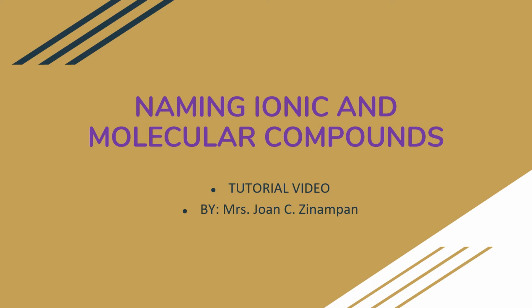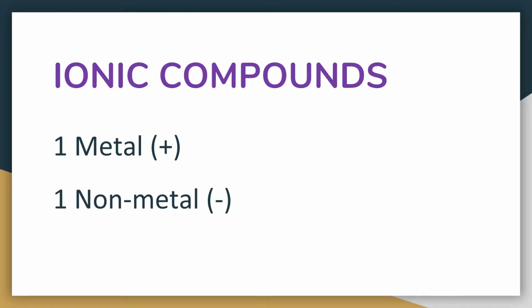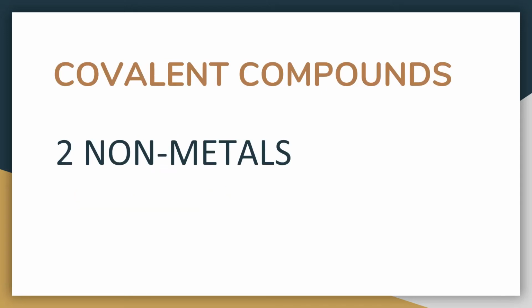Okay, here is a simple strategy that has helped my students remember how to name compounds correctly. The strategy is to identify the type of compound from the very beginning, whether it is ionic or molecular. Molecular refers to covalent compounds. An ionic compound consists of one metal and a non-metal. A covalent compound consists of two non-metals.